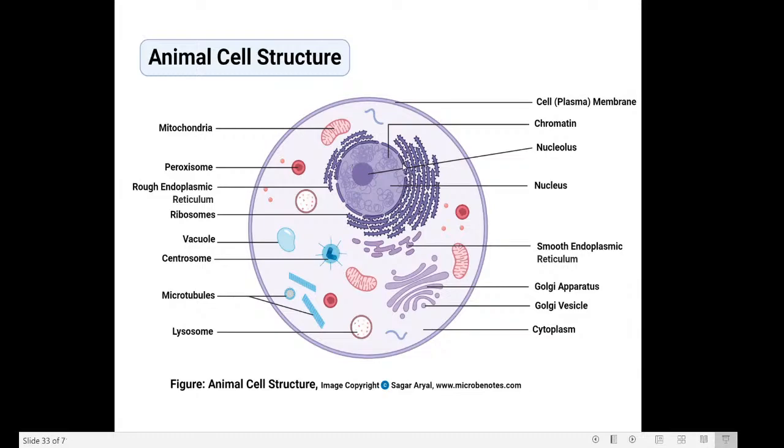The nucleus is a region, an internal part. Then smooth endoplasmic reticulum, Golgi apparatus, Golgi vesicles, cytoplasm, lysosome, microtubules, centrosome, vacuoles, ribosomes, rough endoplasmic reticulum and smooth endoplasmic reticulum. The rough endoplasmic reticulum is immediate to the nucleus. The smooth endoplasmic reticulum is over the rough endoplasmic reticulum. Then mitochondria. So these are all the major components.